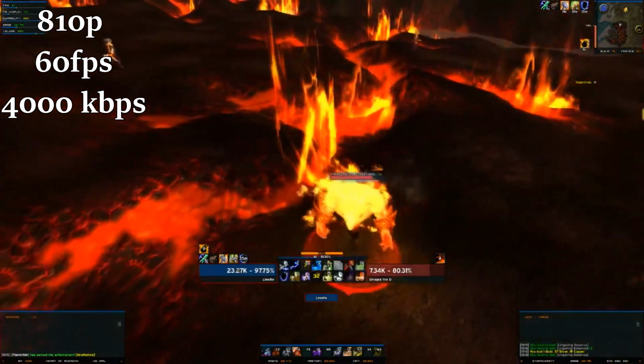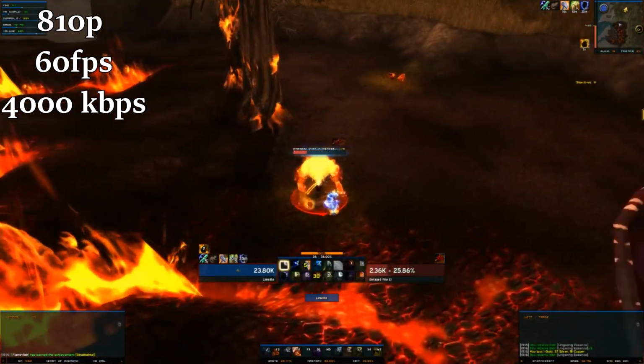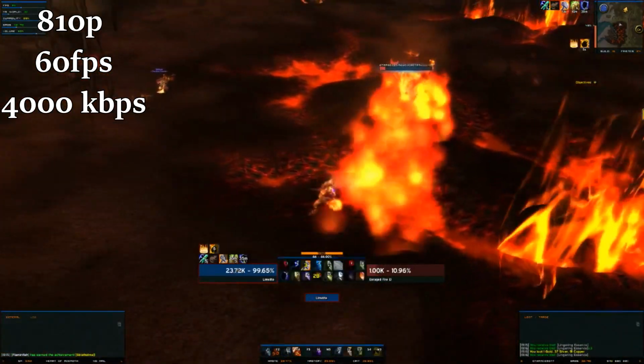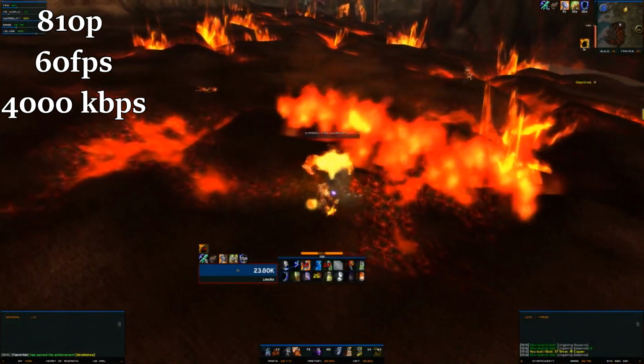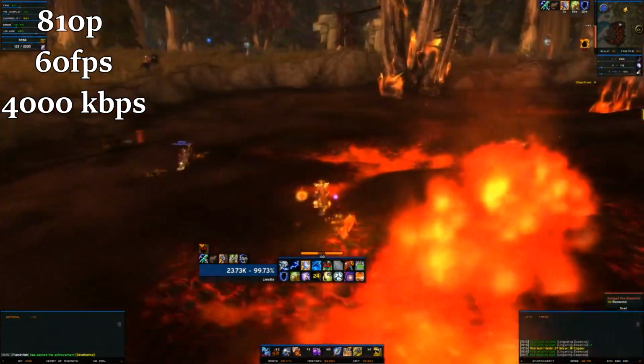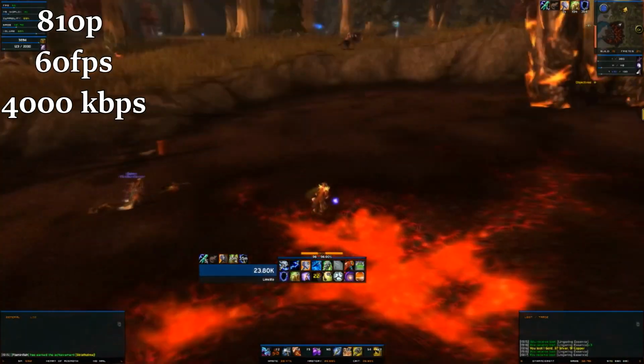And if you push it at 3500 or 4000 kilobits per second, you could run it at 60 frames per second, but you're going to notice a little more pixelation, a little more artifacting. So I'd stick with 30 frames per second if you're at about 3500 bit rate.